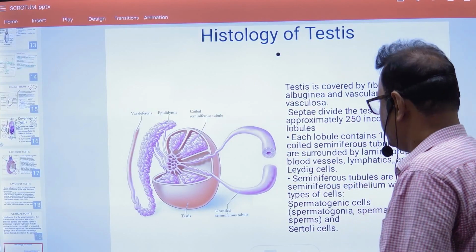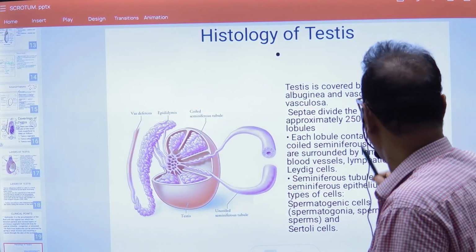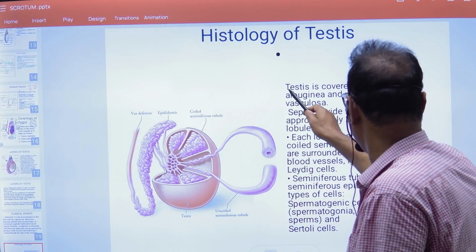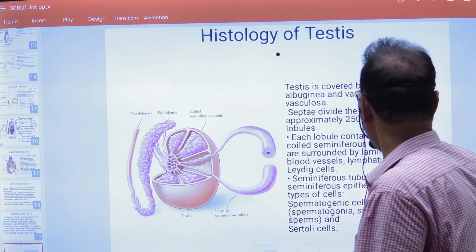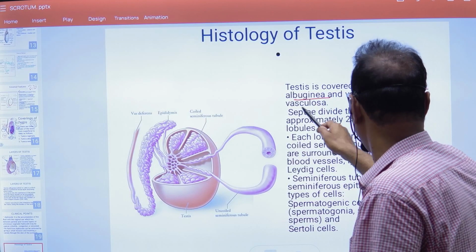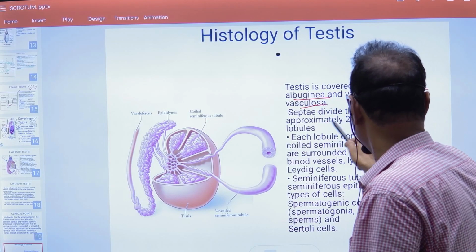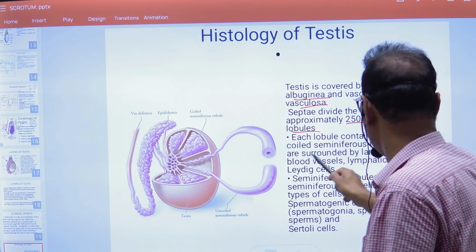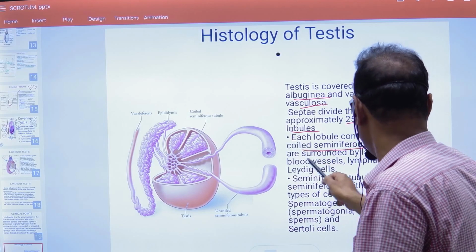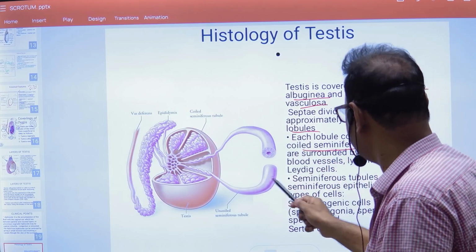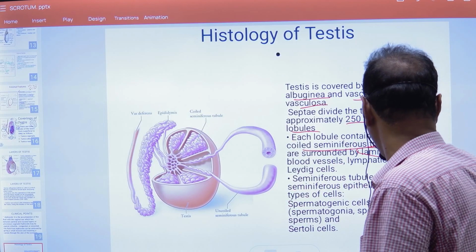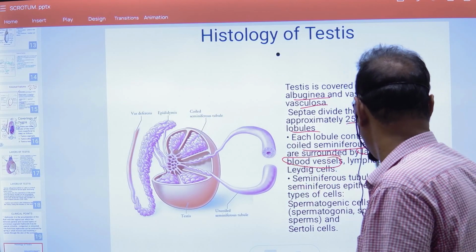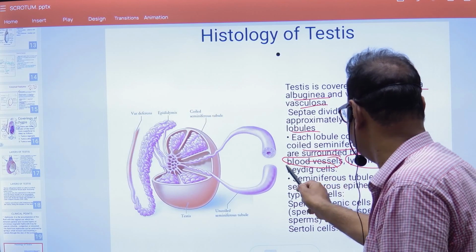Something about the histology. The testis is covered by the tunica albuginea and the tunica vasculosa. Septa divide the testis into approximately 200 incomplete lobules. Each lobule contains 1 to 4 coiled seminiferous tubules, surrounded by the lamina propria, blood vessels, lymphatics, and the Leydig cells.